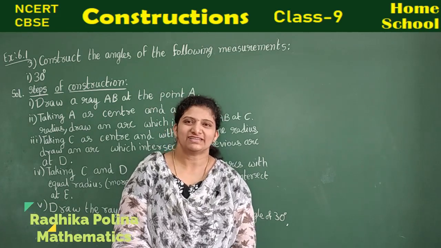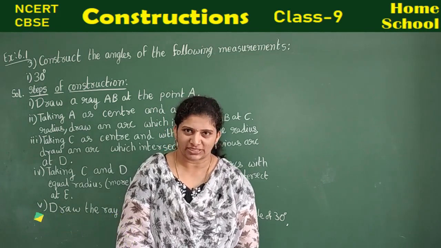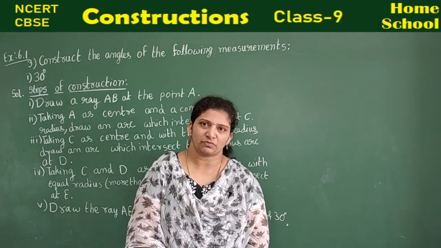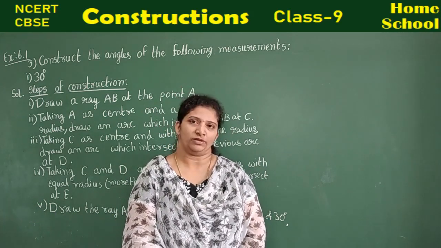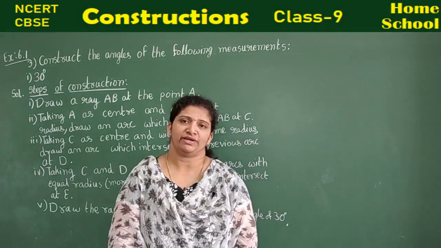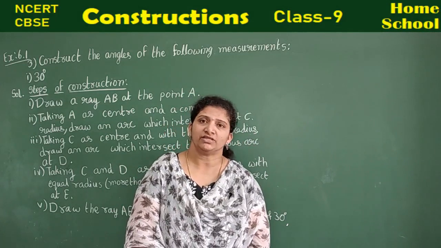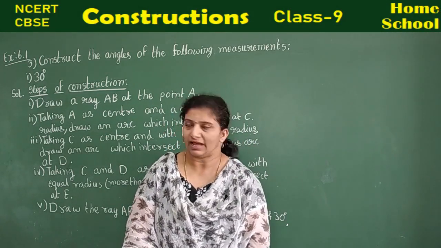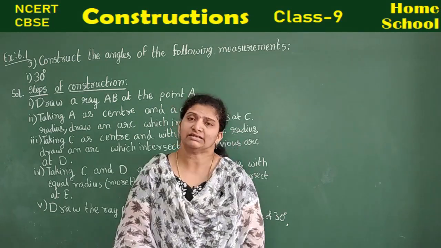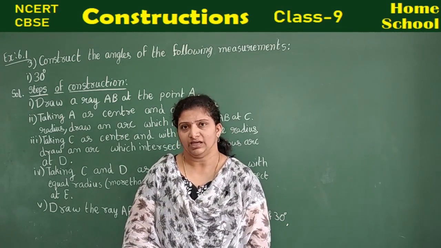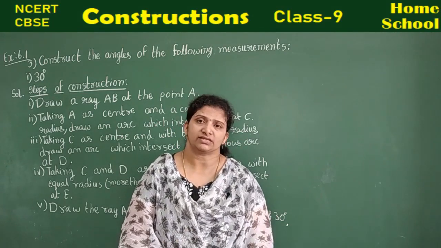This is your Class 9 Mathematics NCERT or CBSE board. We are in our 6th chapter, exercise 6.1 and your third problem. Construct the angles of the following measurements. With the given measurements, you need to construct angles. There are 3 sub-questions in that. First sub-question is 30 degree. We need to create an angle 30 degree. How can we do this construction?